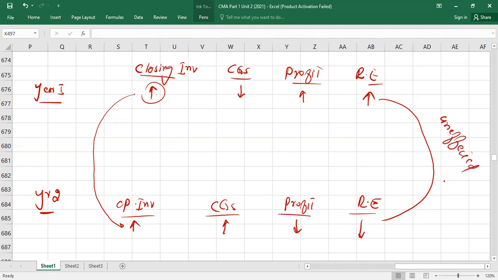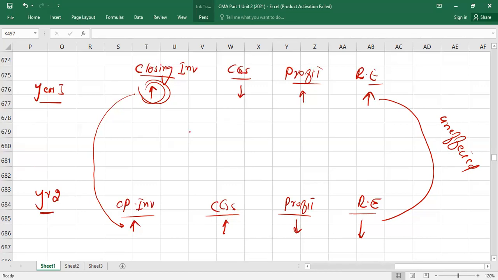Unaffected. Clear? He will ask the question. He will tell you the opening and closing inventory in year 1 is overstated or understated. What will be the effect on the retained earning in the next year? Okay? You have to see. But if I'm changing my question now, I'm saying my closing inventory is overstated. What is the effect on retained earning in year 1?